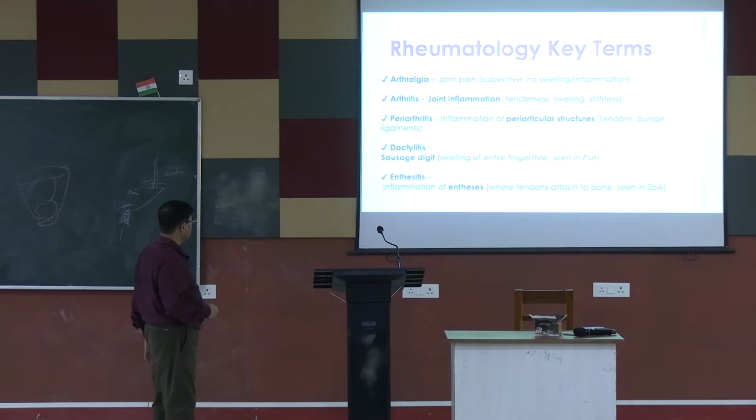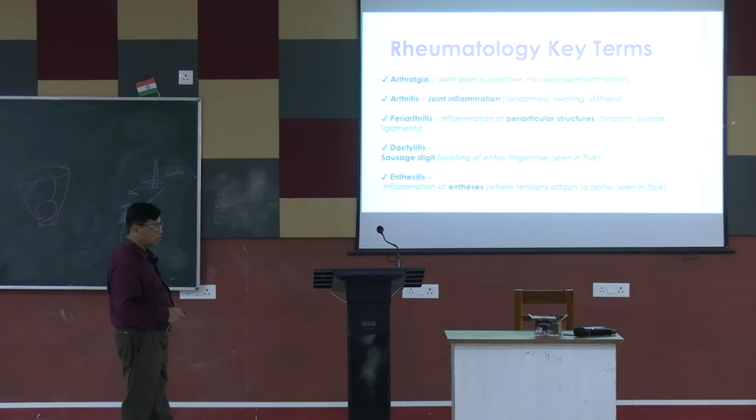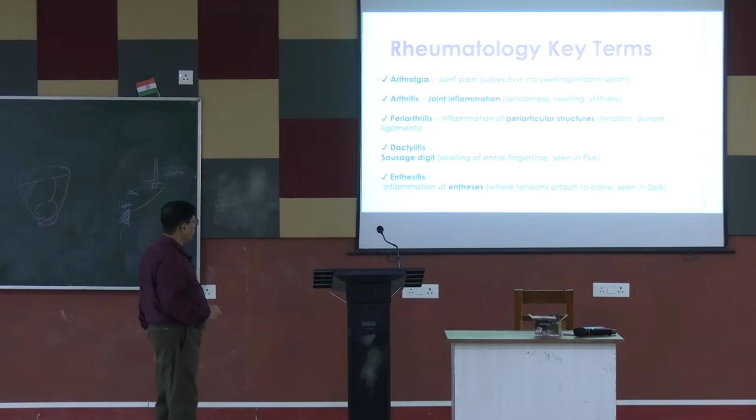Another is enthesitis, very important. It is the inflammation of the enthesis, where the tendon attaches to the bone. When the tendon is attached to the bone, that junction is called the enthesis. Inflammation of that particular site is called enthesitis. The term enthesitis is important. It will come up several times in your rheumatology classes. So these are the terms used in rheumatology.